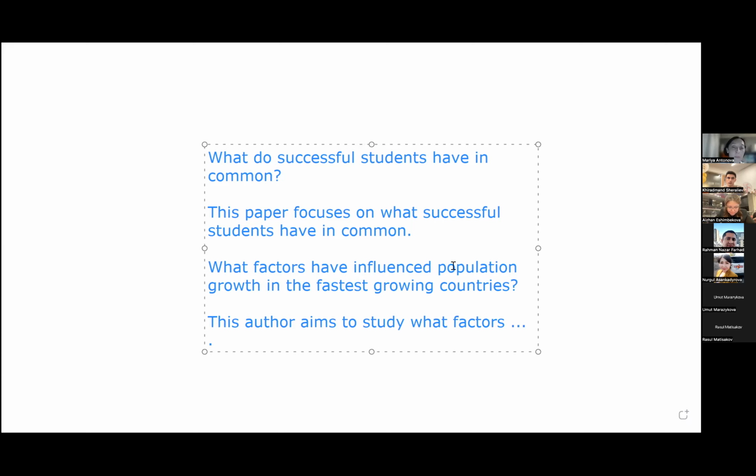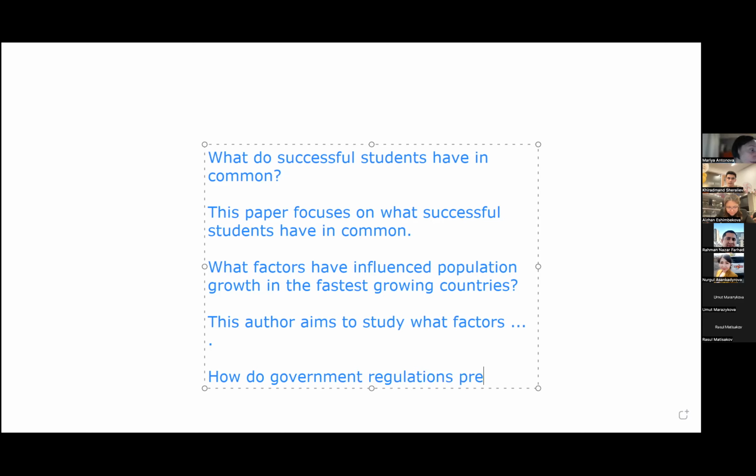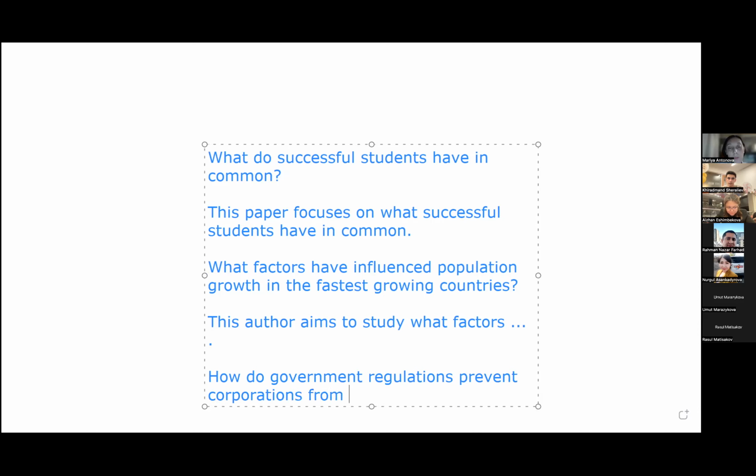So, or how do government regulations prevent corporations from polluting water, right? And we can say, for example, that I plan to study. Can somebody continue? Can somebody make this an indirect question?